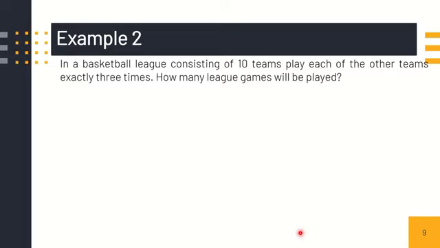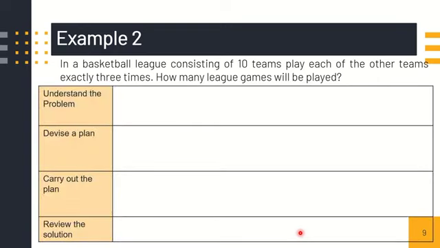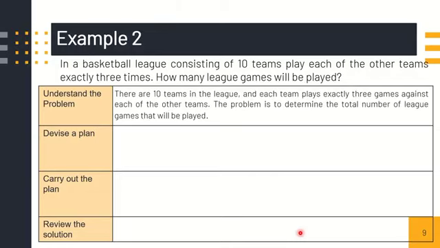So, yan ang titingnan natin. Alamin natin kung ilang league games ang malalaro. So, first, understand the problem. What can you say about the problem? There are 10 teams in the league and each team plays exactly 3 games against each of the other teams. So the problem is to determine the total number of league games that will be played.